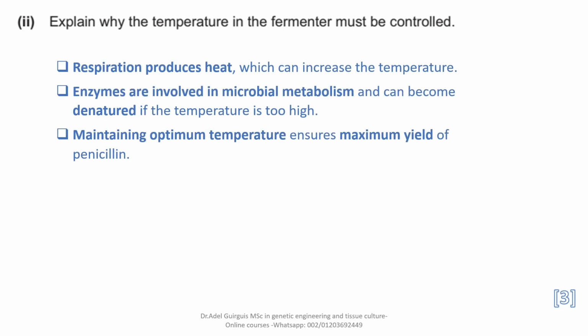Look, explain why the temperature in the fermenter must be controlled. As you know, temperature affects metabolism, affects enzyme action, affects the 3D structure of the enzyme and its active site. First part, respiration produces heat, which can increase the temperature. So a sensor or probe can sense any change inside the fermenter and be connected with a data logger or computer to record the temperature each time during the running of the fermenter.